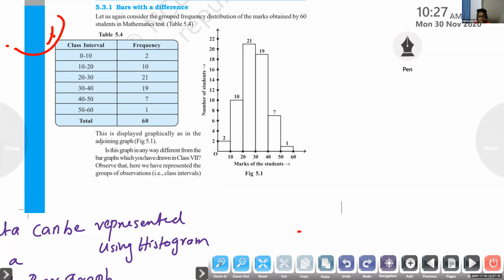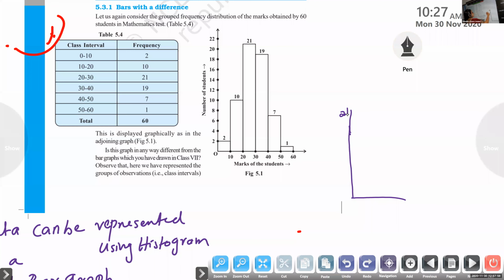Ma'am, why are they taking 2, 4, 6, 8, 10? See, the least value is 1 and the highest value is 21, no? So you can choose appropriate intervals, okay?